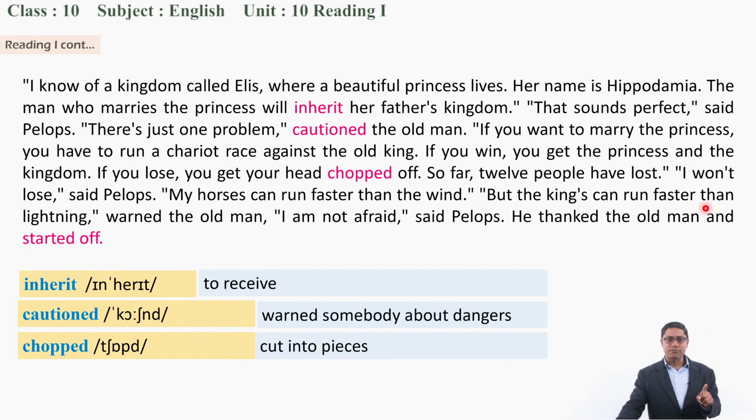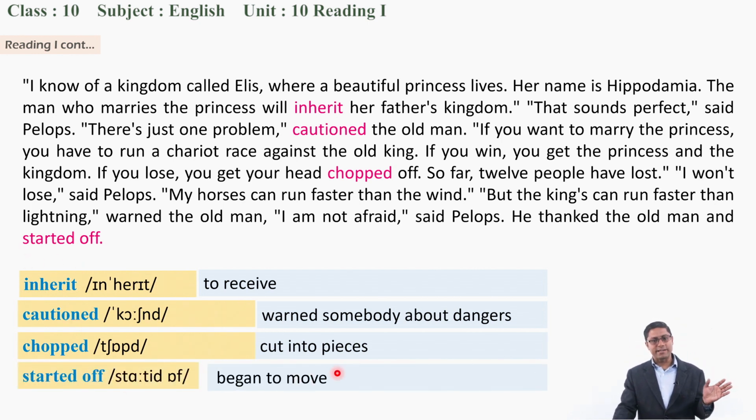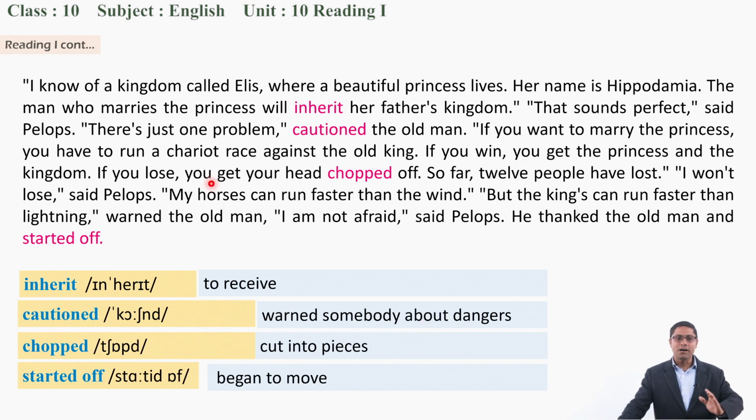But the king's can run faster than lightning, the old man said. I'm not afraid, said Pelops. He thanked the old man and started up, means he continued his journey. He began to move towards the kingdom of Elis.